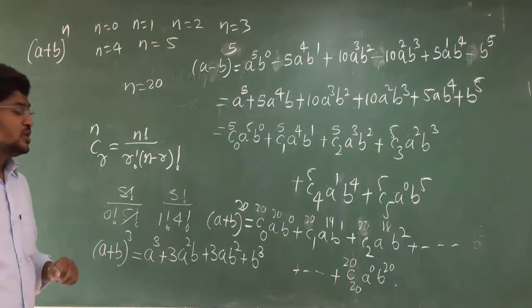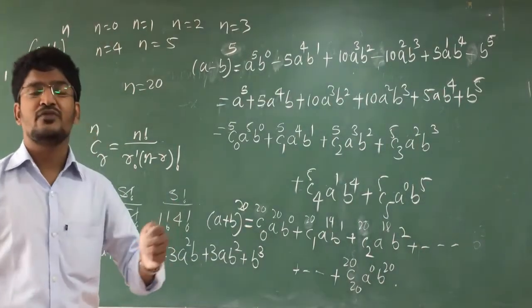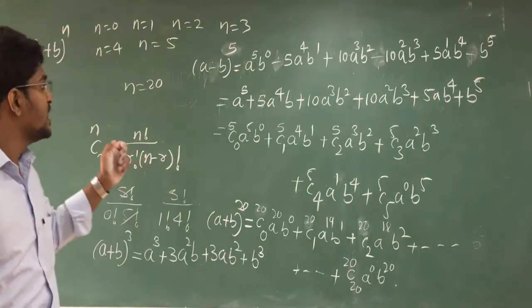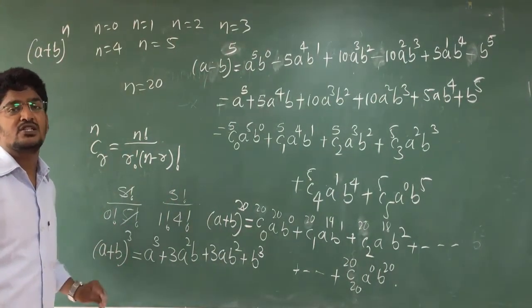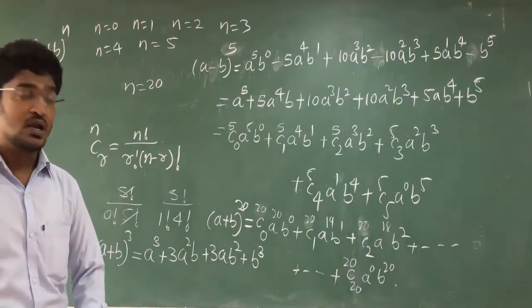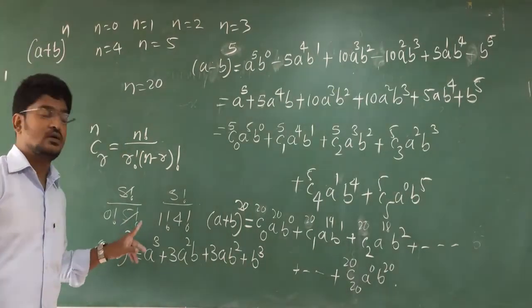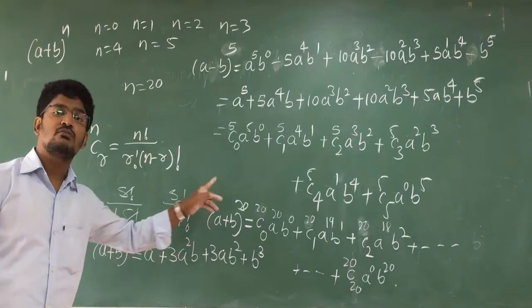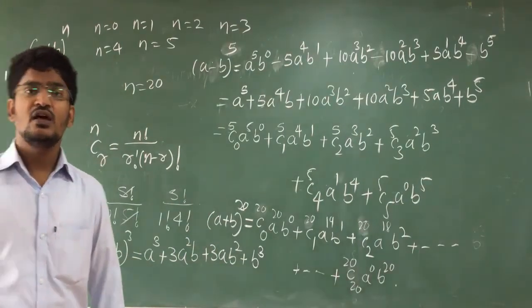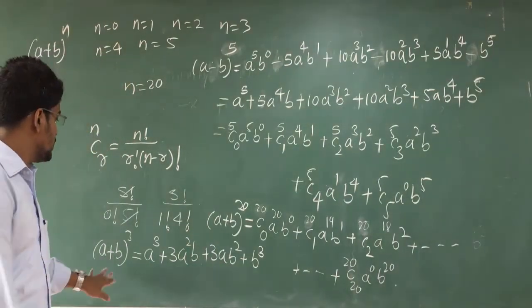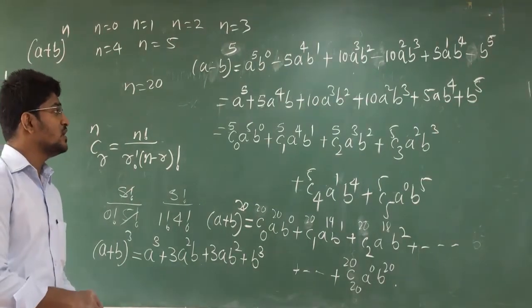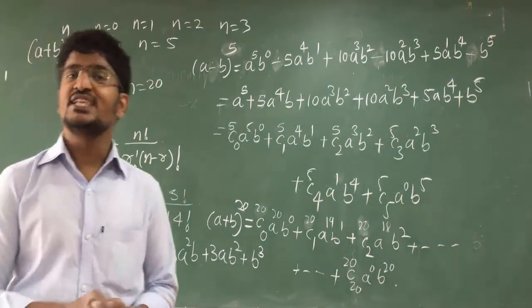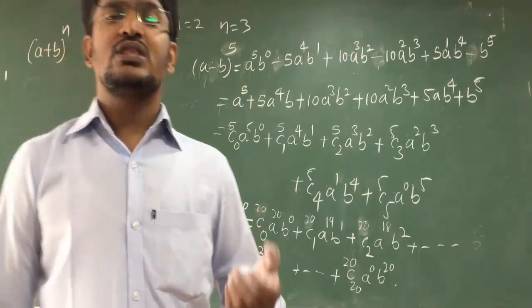Clear, students? So this is how you have to be perfect in this technique of writing the expansion of a binomial with any power. If here it is minus, then plus, minus, plus, minus, you go on changing. Clear? So that will be the expansion of your binomial terms. I think you are now perfect at writing the expansion of a binomial with any power.